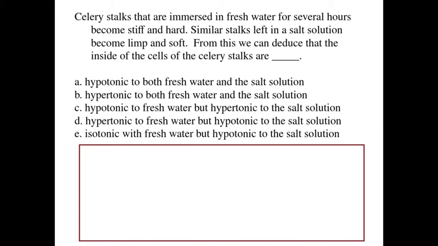Okay, so now it's question time. Celery stalks that are immersed in fresh water for several hours become stiff and hard. Similar stalks left in salt solution become limp and soft. From this, we can deduce that the inside of the cells of the celery stalks are: A, hypotonic to both freshwater and saltwater solution; B, hypertonic to both the fresh and the saltwater solution; C, hypotonic to freshwater but hypertonic to salt solution; D, hypertonic to freshwater but hypotonic to the salt solution; or E, isotonic with freshwater but hypotonic to the salt solution.